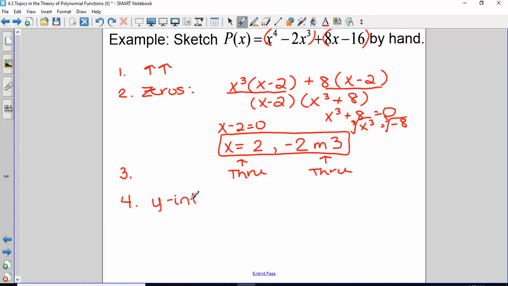Y-intercept. If you plug in 0 for all of your x's, you can do it in the factored form, you can do the original. If I put it in the original, I get 0, minus 0, plus 0, minus 16. So my y-intercept is just negative 16.